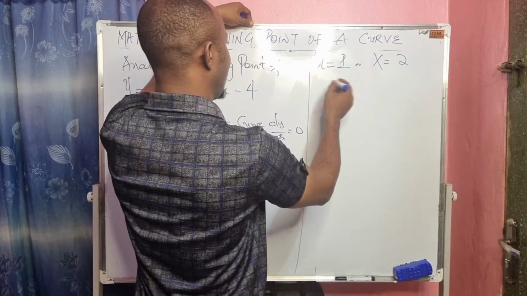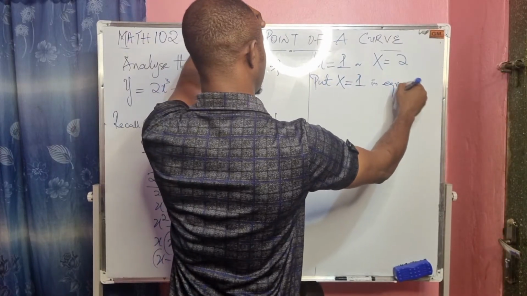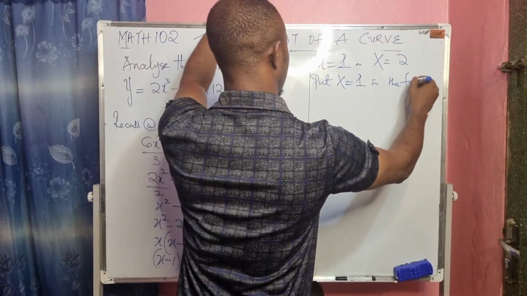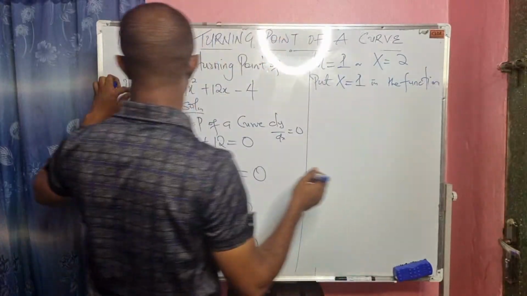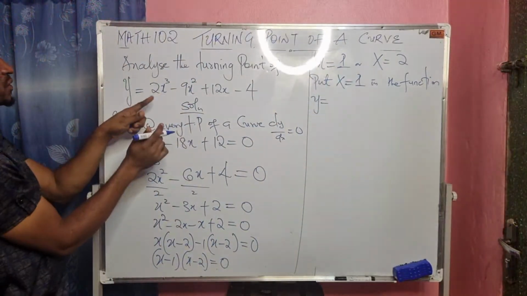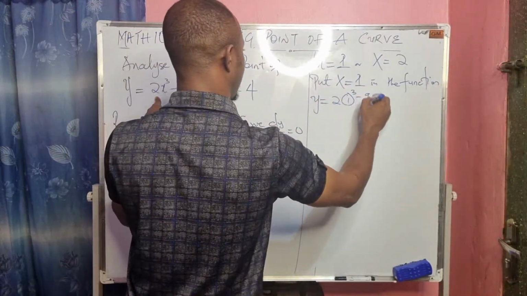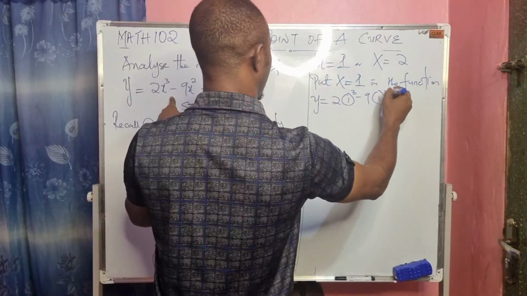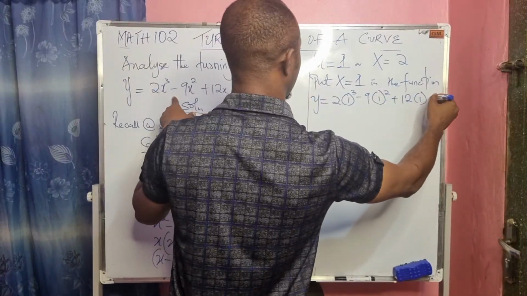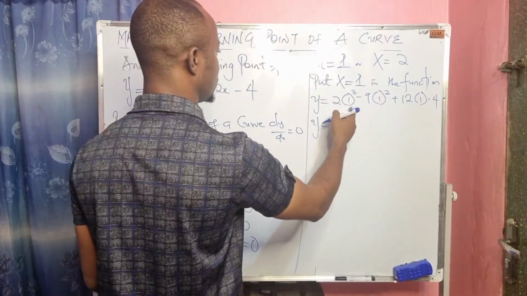To 2. So what we have to do here is put x equals 1 in the equation or in the function. The function here says y equals 2x cubed minus 9x squared plus 12x minus 4. Let's just replace our x as 1 here. That will give us y equals 2 times 1 to the power of 3 minus 9 times 1 to the power of 2 plus 12 times 1 minus 4.